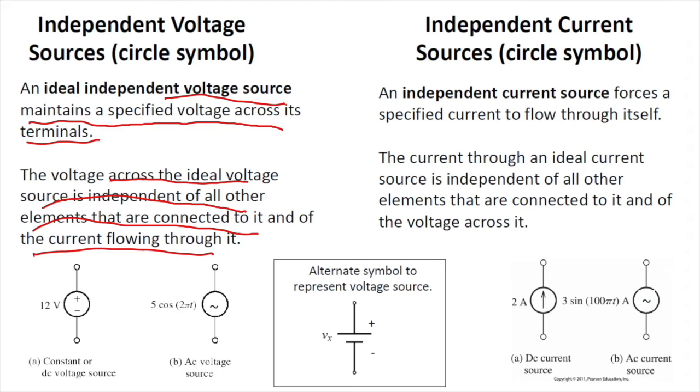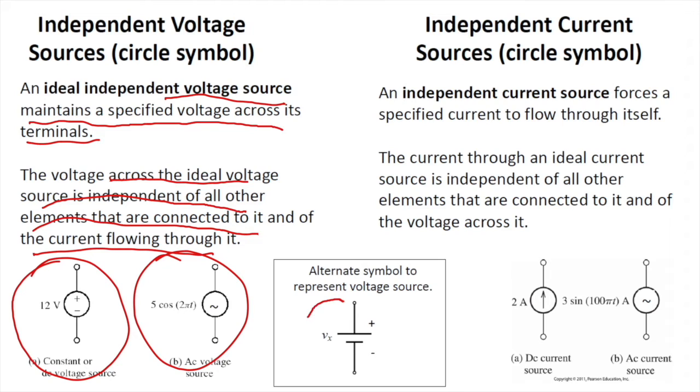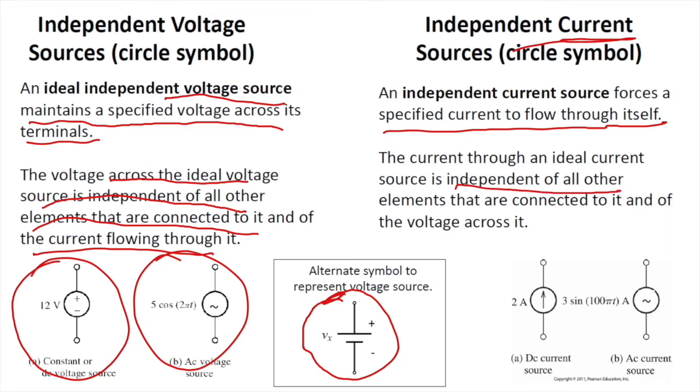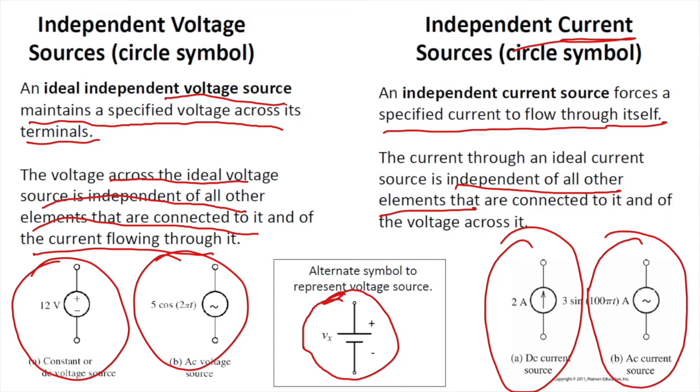Depending on whether it is a DC voltage or AC voltage, we use different labels. Also, in some simulation software and in some other textbooks, they use this symbol to denote the DC voltage source. The independent current source forces a specified current to flow through itself, and it is independent of all other elements. So we have the symbols for the current source, the DC current source and the AC current source.